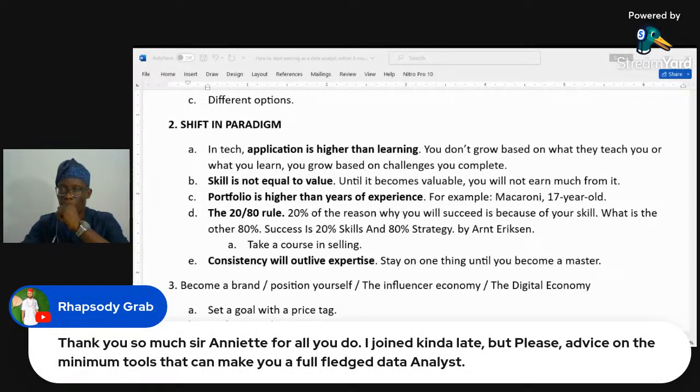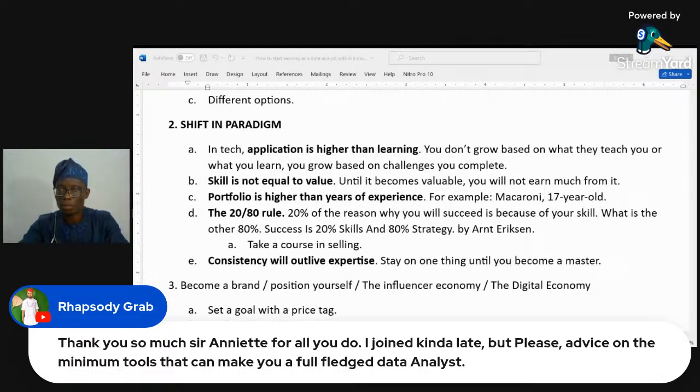Someone asked for advice on the minimum tools that can make you a full-fledged data analyst. I will suggest the minimum. One, you need a data manipulation tool, either Excel or SQL. You need at least one of these two. Two, you need a data visualization tool, so Power BI or Tableau. You must have at least one from each.